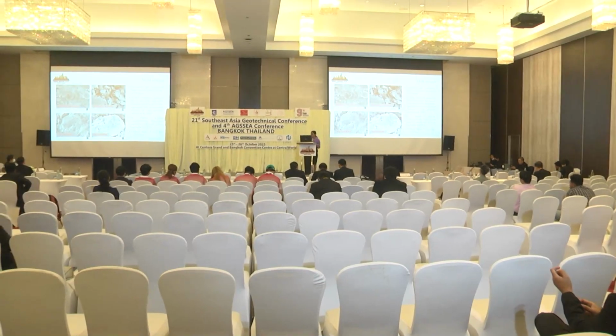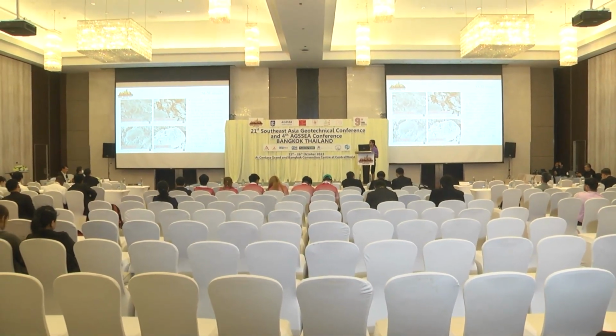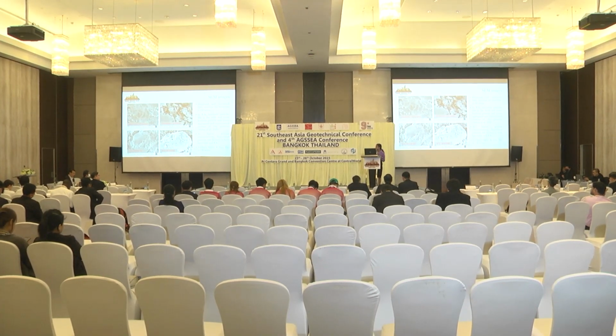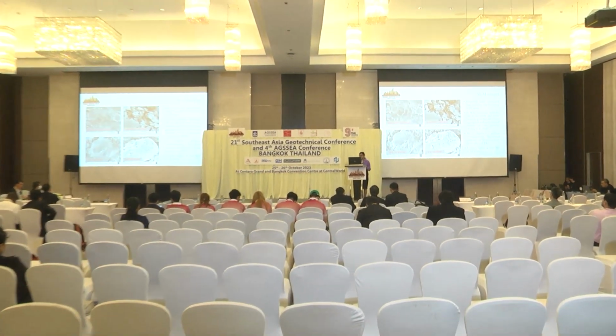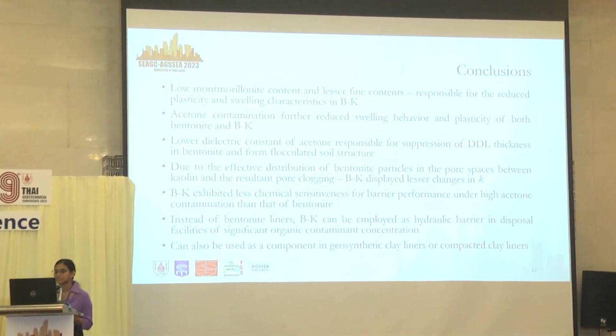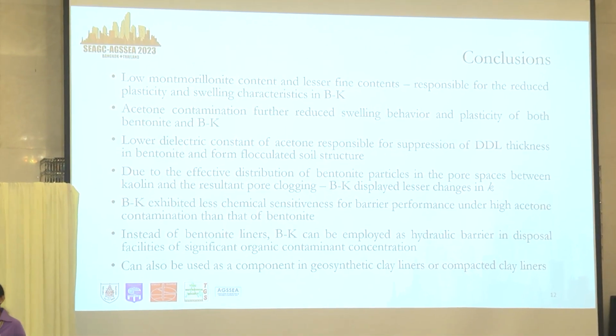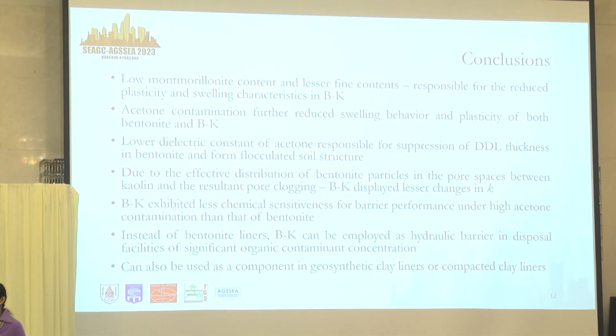However, in the case of acetone, a more flocculated structure is forming, and due to that flocculated structure, there will be more flow paths, and that will increase the hydraulic conductivity. So moving on to the conclusions, we can say that lower montmorillonite content and lesser fine content must be responsible for the reduced plasticity and swelling characteristics of BK compared to bentonite.